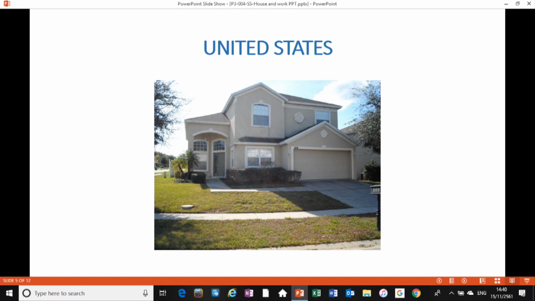United States. Look at the size of this house. It's huge. Can you say again? United States. This is America. Remember when we spoke about USA? United States of America. Very big country, and they have big houses.